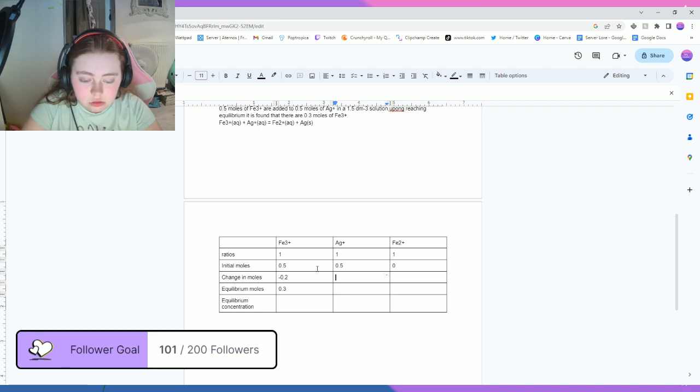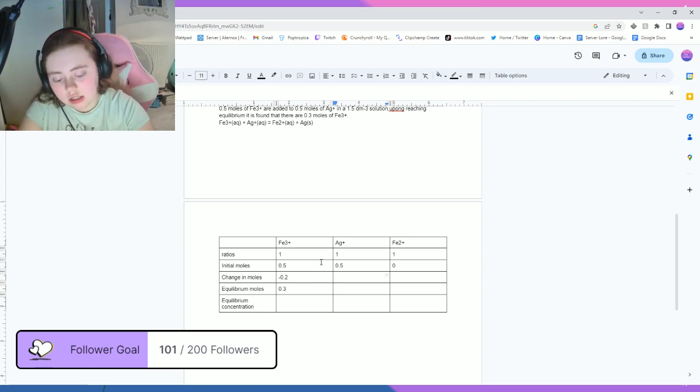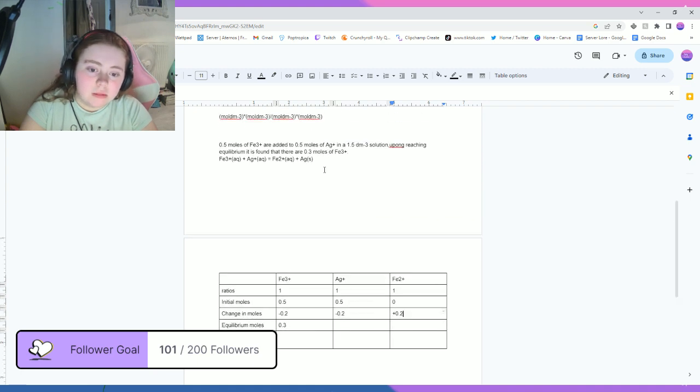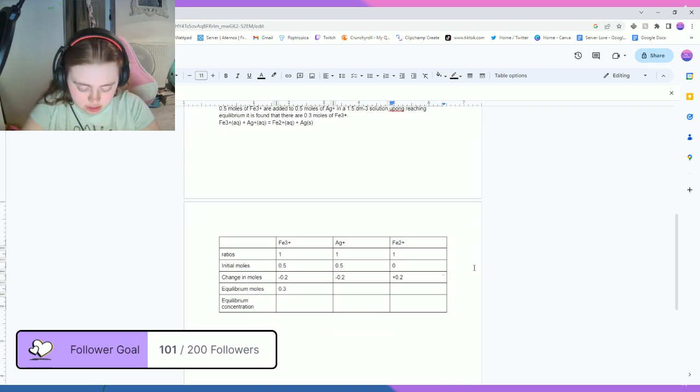All the numbers in the stoichiometry are 1, so you just times 0.2 by 1, which is 0.2, which is the same. And same from here, except for the products, that are now going to be made, as you can see here. So that's going to have an increase in moles. So that's going to be 0.3, and that is going to be 0.2.